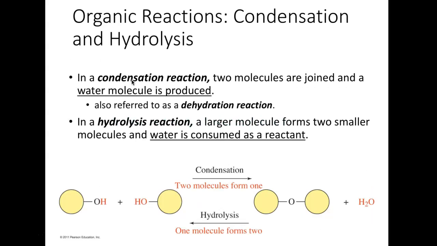Another important category of chemical reaction, so just to recap, we've talked about combustion reactions and redox reactions. The last type of reactions I really want you to know are these condensation and hydrolysis reactions. And those terms, condensation and hydrolysis, should make you think of water. Both of these reactions involve water. So in a condensation reaction, water is produced. It's on the product side of the reaction.